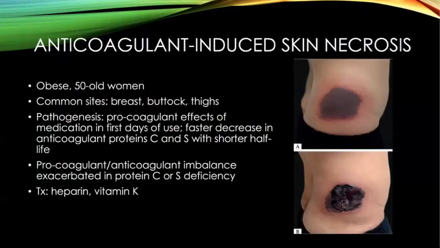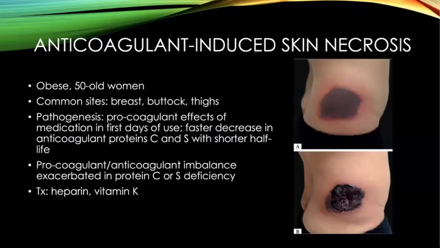The next skin disorder I'm going to talk briefly about is the anticoagulant-induced skin necrosis. This is induced by warfarin and more commonly occurs in obese women with an average age of 50. The clinical picture is usually associated with the administration of high-dose anticoagulant doses, and the patients most susceptible to this complication are those with positive lupus anticoagulant, protein C and S, and antithrombin or factor VII deficiency. The common sites involve the breast, buttock, and thighs.